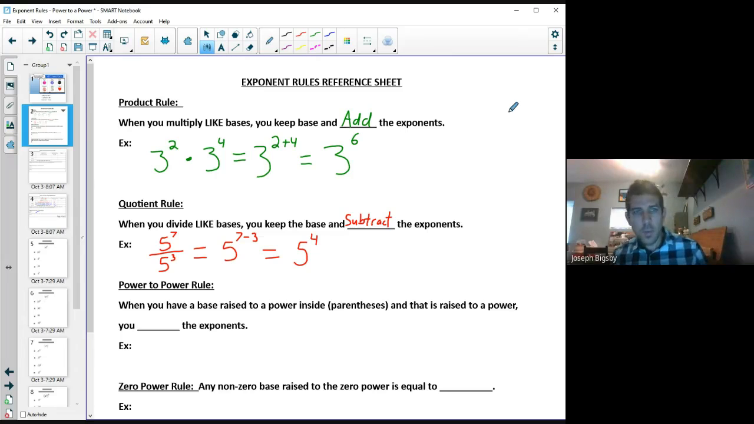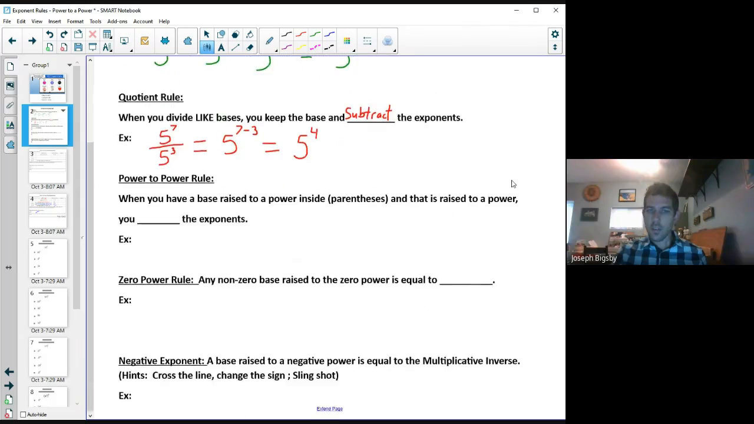Today we're going to pick up where we left off about exponent rules. So in our last lesson we learned the product rule that tells us when multiplying like bases you keep the base and add the exponents. Then we talked about the quotient rule where when you divide like bases you keep the base and subtract the exponents. So in this lesson we're going to learn the next three exponent properties.